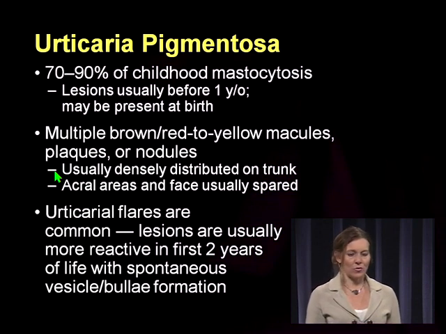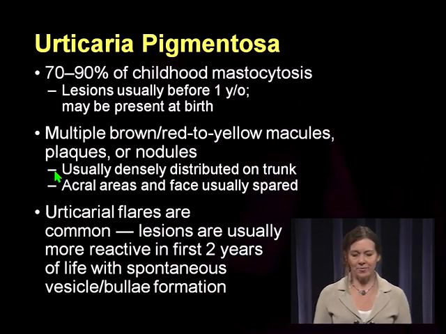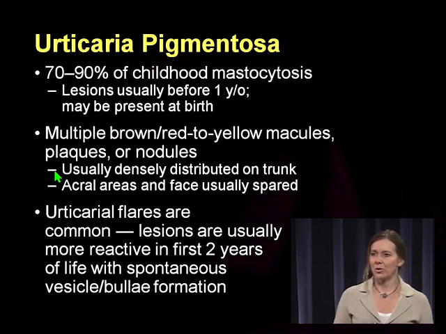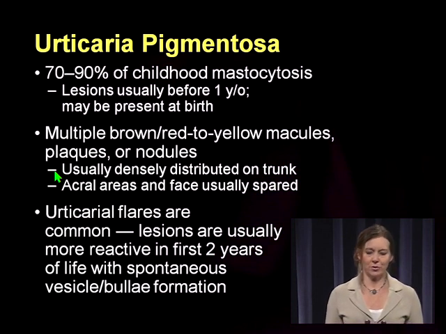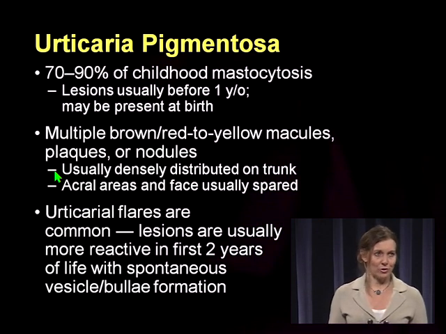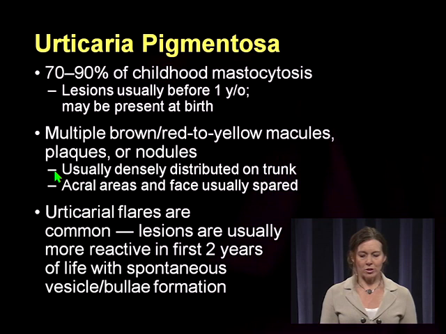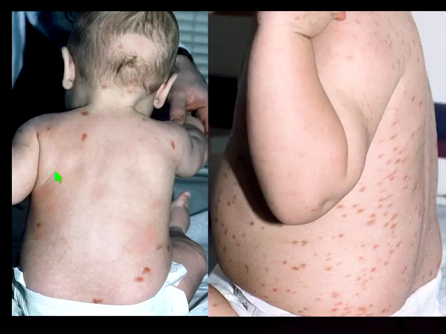Similar to the solitary form, the lesions usually appear before 1 year of age and are frequently apparent at birth. The kids usually present with multiple red, brown to yellow macules, plaques, or nodules. They tend to be most densely distributed over the trunk, and there tends to be some sparing of the acral surfaces, and fortunately, the face tends to be spared. In these patients, I think the urticarial flares tend to be a little more common, especially during the first 2 years of life, and fortunately, this condition tends to regress over time as well, but very, very gradually.